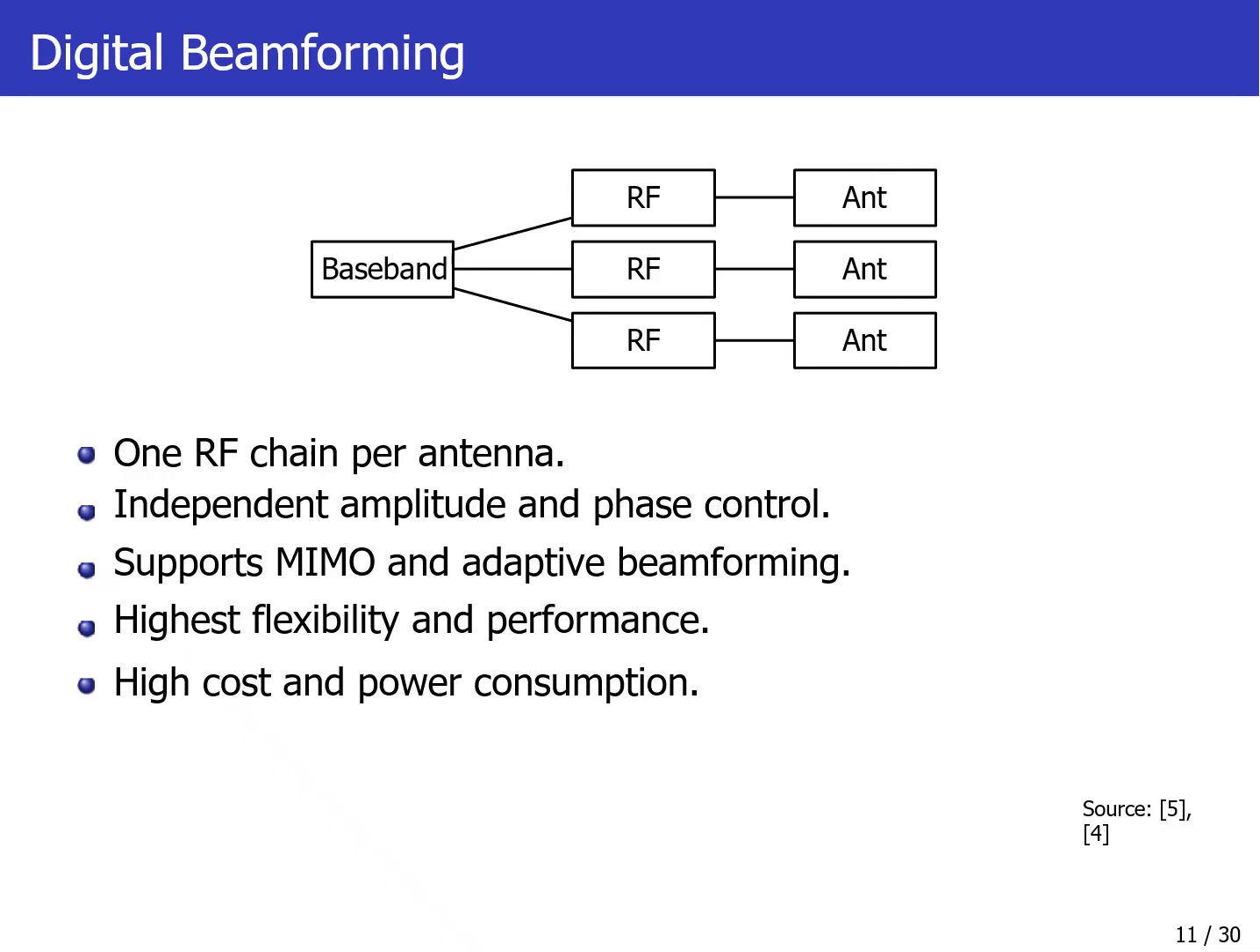Digital beamforming. It performs beamforming in the digital baseband domain. Each antenna element possesses its own ADC and DAC mixer, RF chain, and baseband processor. Each antenna element can independently control the amplitude, phase, and the delay. So it supports MIMO and adaptive beamforming. And there is one RF chain per antenna element.